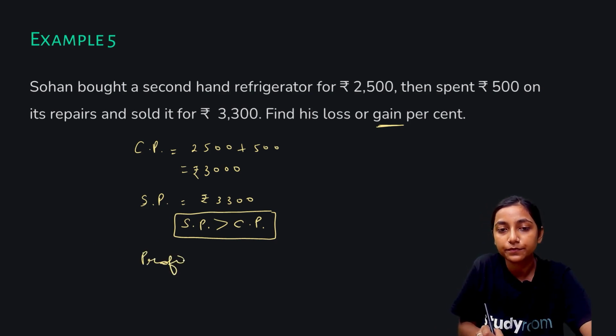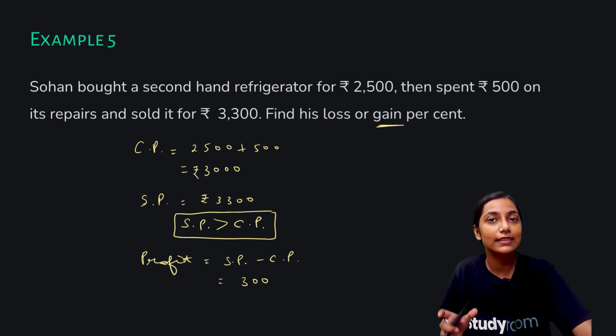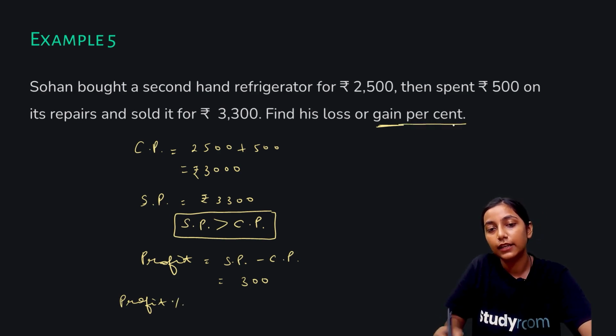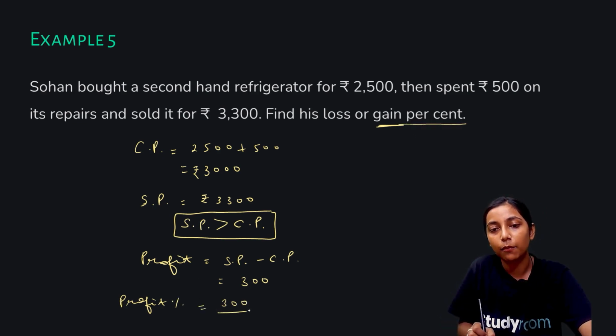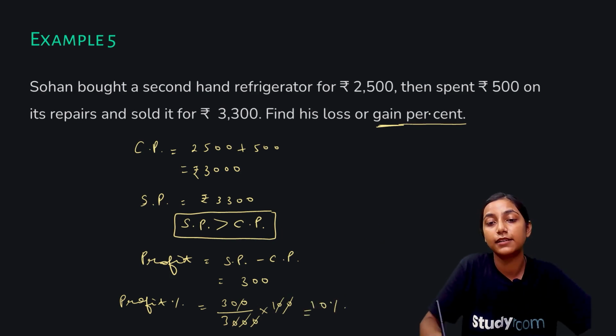First of all, profit means SP minus CP. SP minus CP, that is 3,300 minus 3,000, that is rupees 300. So his profit is 300. Now profit percent, same as the gain percent, will be profit upon cost price. So how much was the cost price? 3,000, into 100. So that is 10%. So his profit percent or gain percent is 10%.